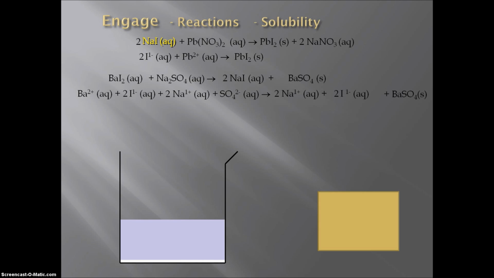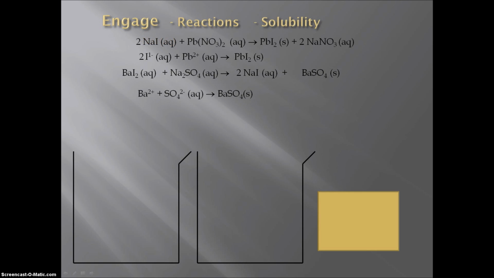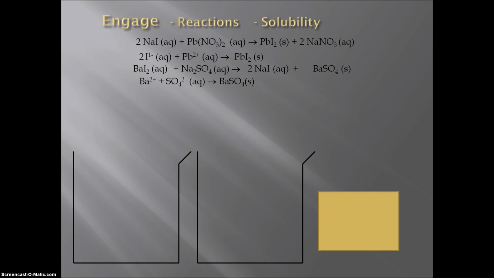Looking for spectator ions, I can see that we have iodide and sodium as spectator ions. I will get rid of those and write everything else so that I have my net ionic equation, and that is what the net ionic equation would look like for this reaction. We'll put those back up in the equation and keep those as references for the next reaction.